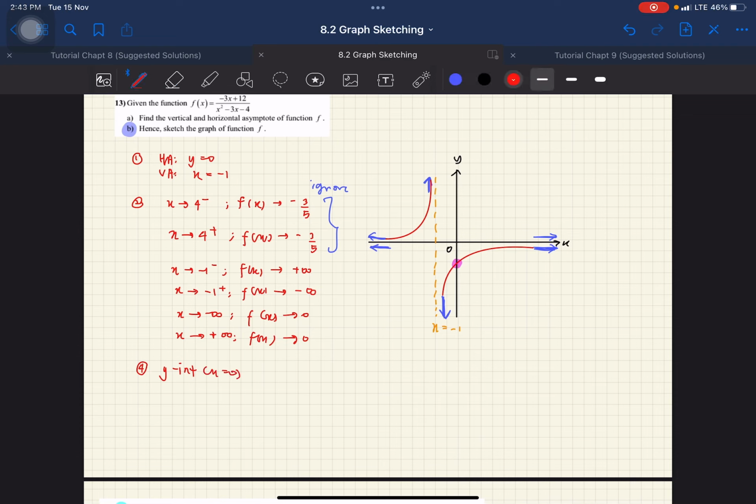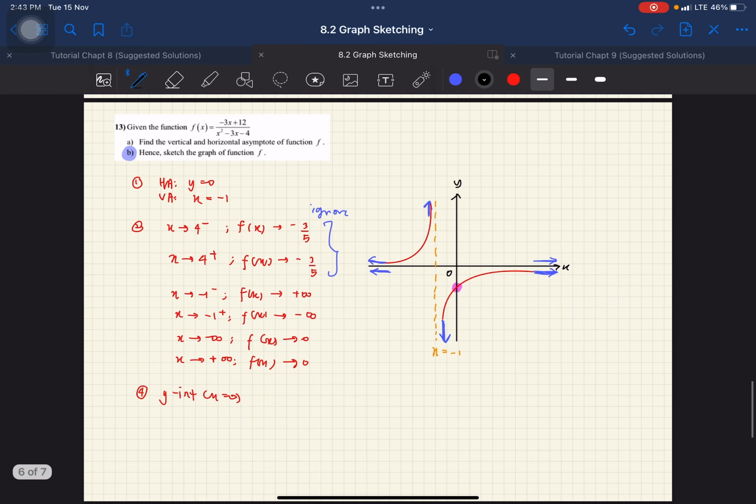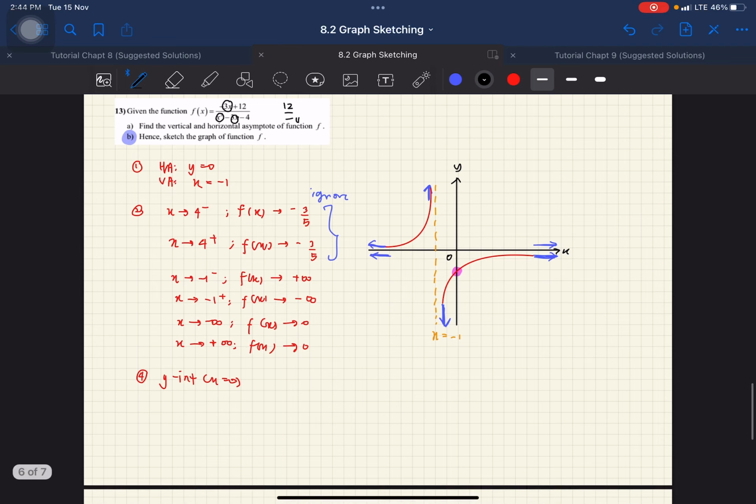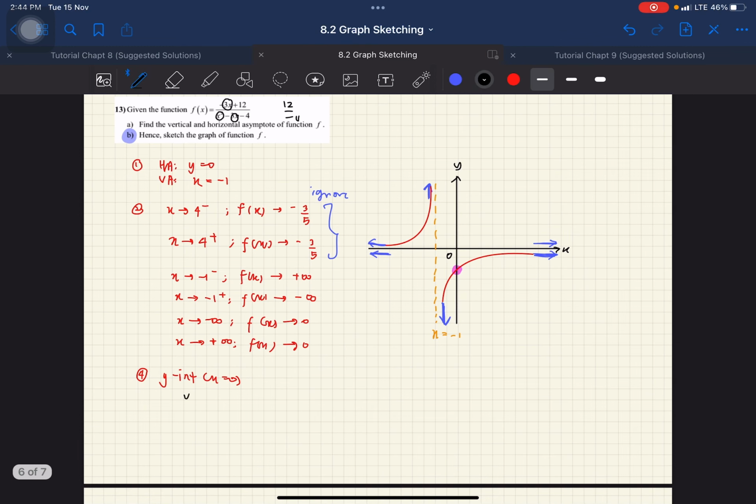So, just substitute the value of 0 into your function. Okay, so kat sini akan jadi kosong. So, this one jadi kosong, this one jadi kosong. So, awak dapat 12 over -4. Okay, so saya akan dapat dekat situ y is equals to 12 over -4, which is equals to -3. So, meaning that our y-intercept is equals to -3.